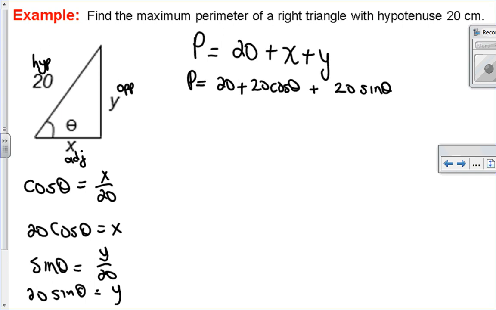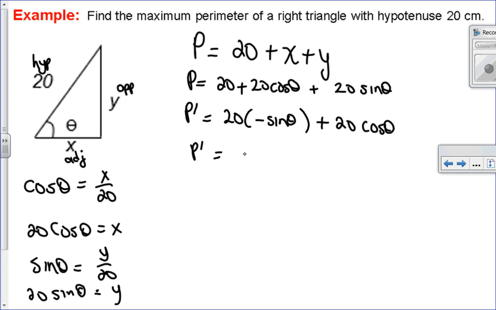So now that I have one equation with one variable, and that variable we always want to be theta, I can now take the first derivative. The derivative of 20, of course, is 0. The derivative of 20 cos theta is 20 times negative sine theta. Remember, your co-trig functions have a negative derivative. Plus 20 times cos theta. So what I really have for my first derivative is negative 20 sine theta plus 20 cos theta. Now that I have my first derivative, I want to set it equal to 0 to find my critical values.